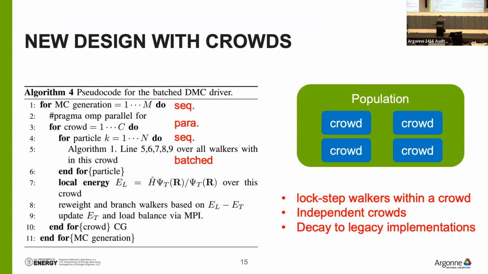Actually, there are even worse scenarios. The legacy CPU and legacy GPU code in QMCPACK are totally incompatible, but we would like to fix that situation. So now the new design is within an MPI rank.